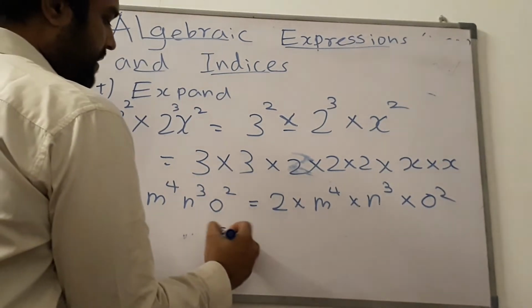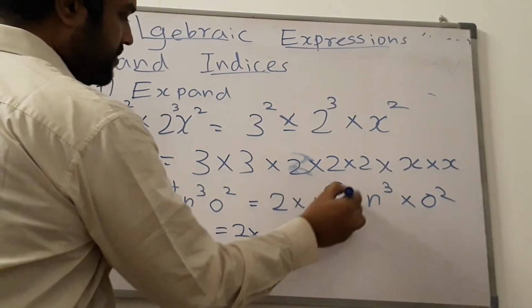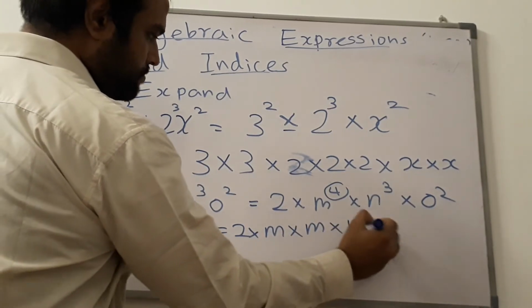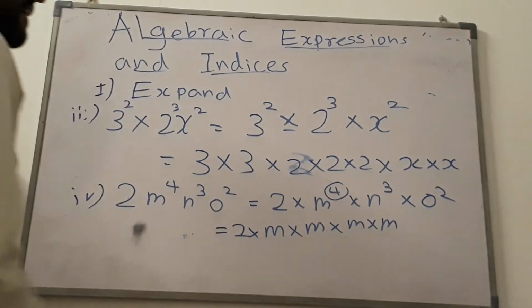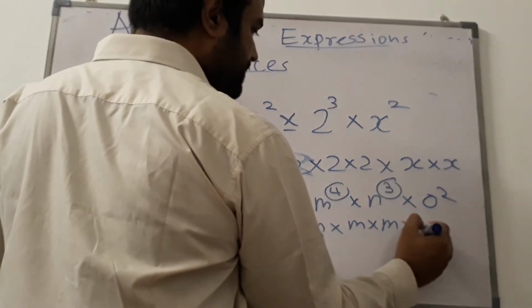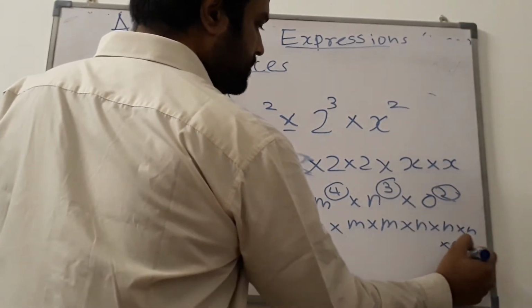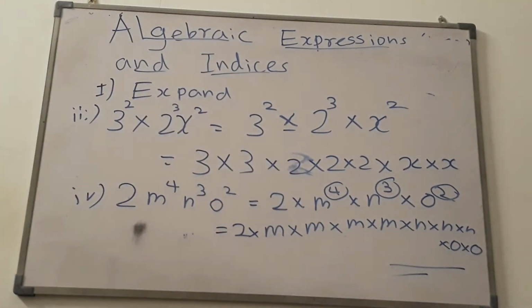Now we can expand. 2 times m to the power 4 means we can write 4 m's multiplied like this. Then 3 n's, 1, 2 and 3, and 2 o's. This is the answer.